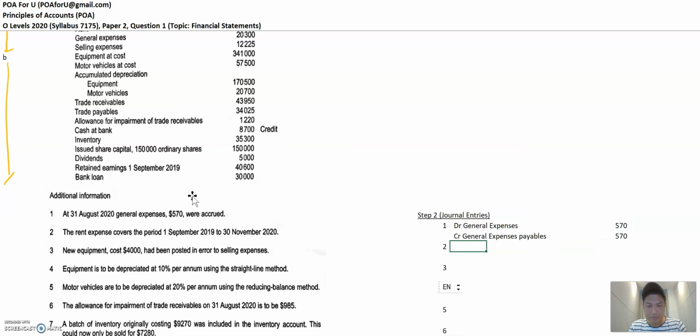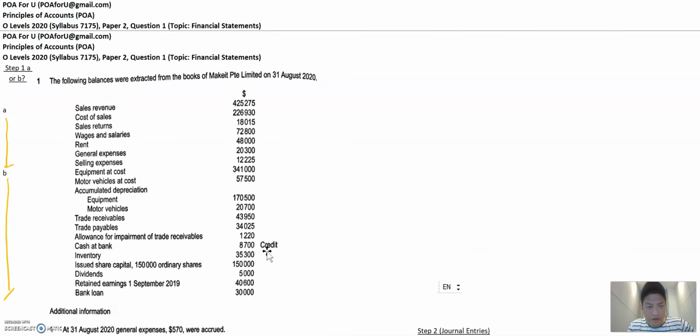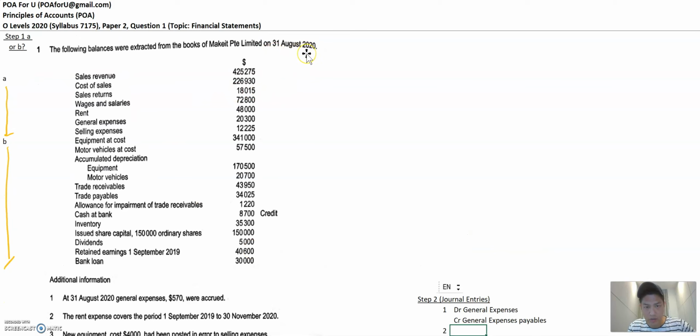Now the next one, rent expense here, 48,000, covers September 19 to 30th November 2020. So what is the financial year end here? 31st of August 2020. So the 12 months is from September 19 to 31st August 2020. And when you pay for this period, that means you have paid in advance for what?